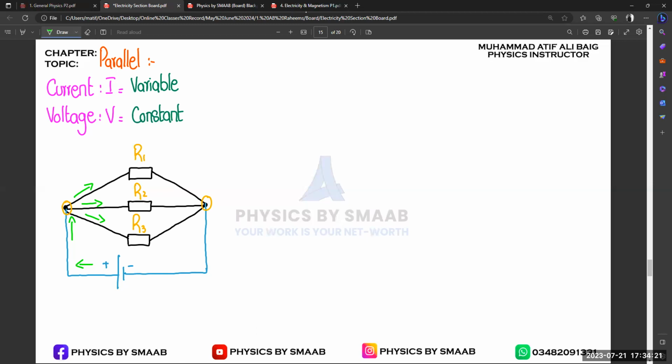And one more thing about voltage is that now we only have two terminals, one is over here, second is over here. So we just need to find the potential difference. We just need to take the difference between this point and this point. So it will give you a single value of voltage, right? That's why voltage remains constant in parallel combination.